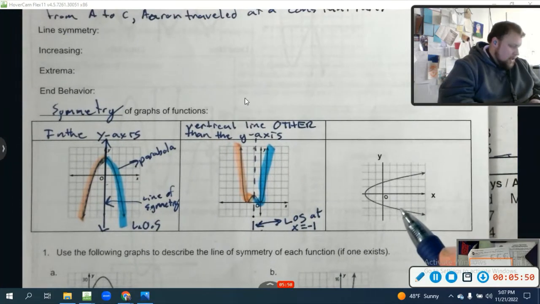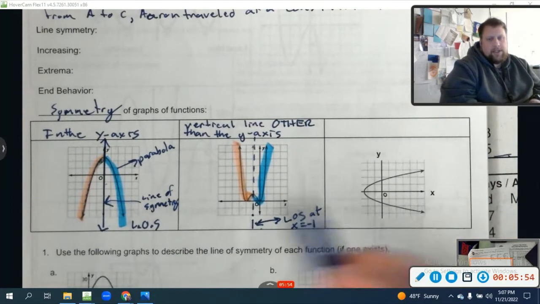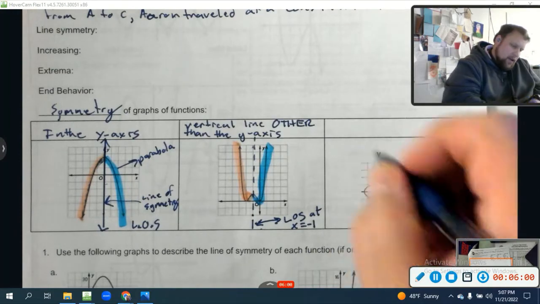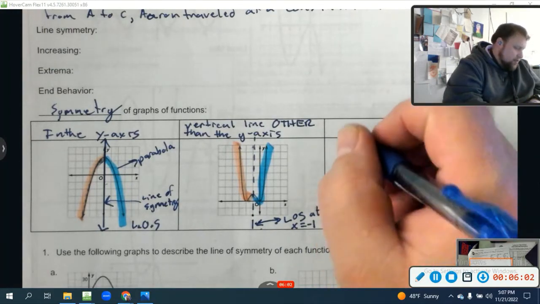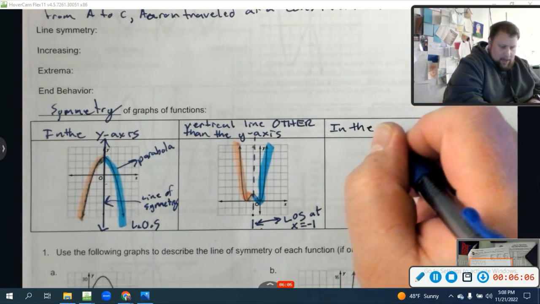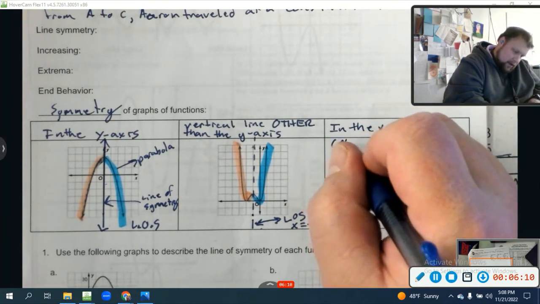Now let's look at the last case. Now this is not a function, guys. These two are functions, this is not, because no matter where I draw that vertical line, except for at the very end over here, it's going to hit twice. However, there is a symmetry here, and that symmetry is in the x-axis. Again, not a function.